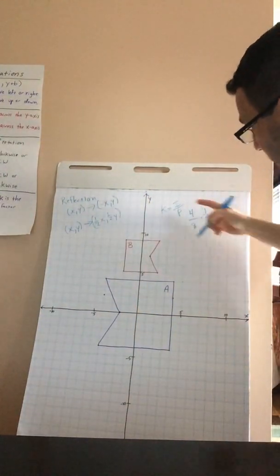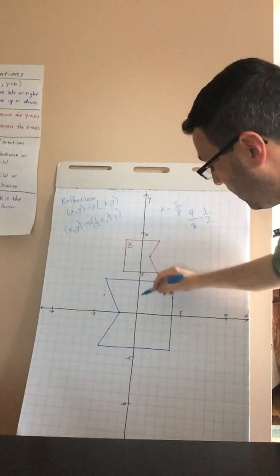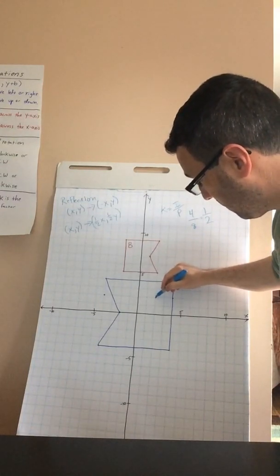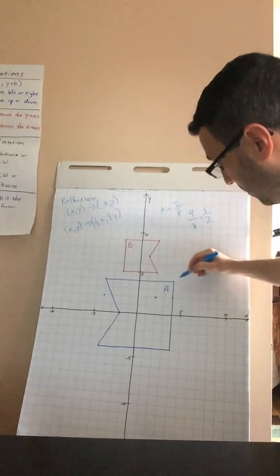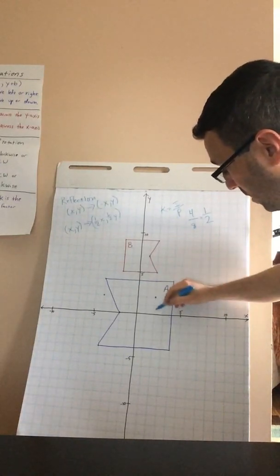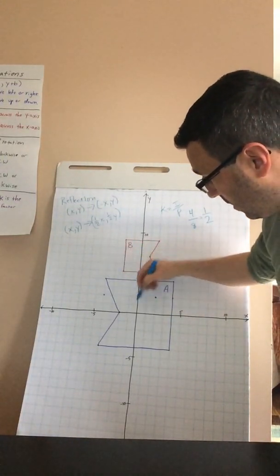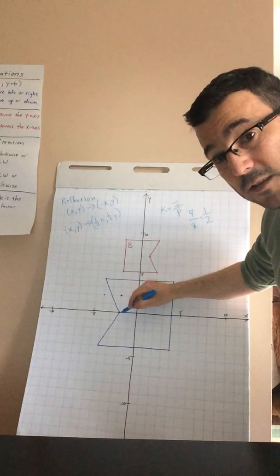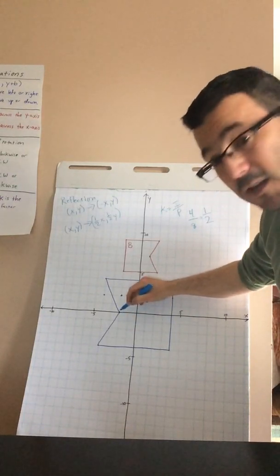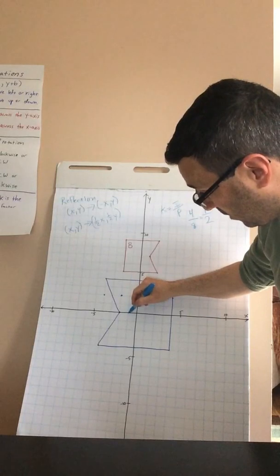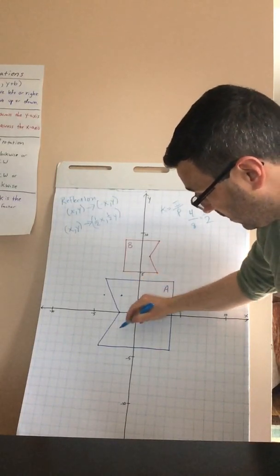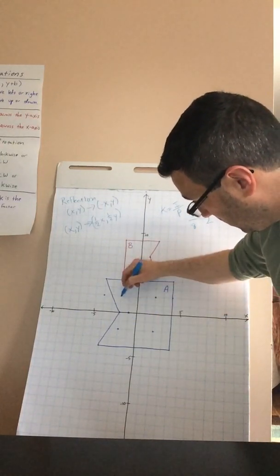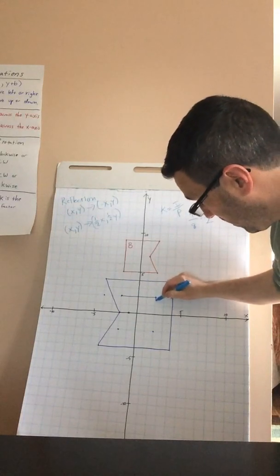So if I do that, half of this will bring it here, because this is 4, 4, it would wind up at 2, 2. This is at negative 4, 4, it would wind up here. This is at negative 2, 0, so half of that will be there. And then that and that. So this is my kind of in-between.